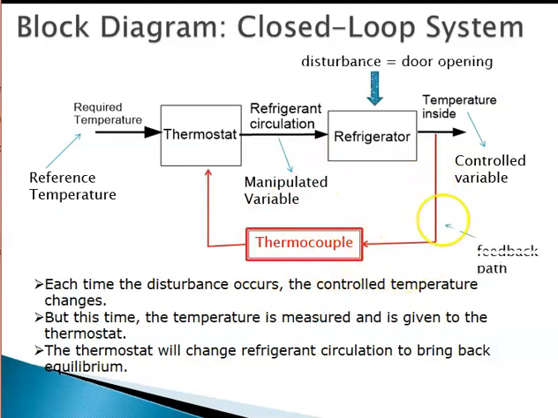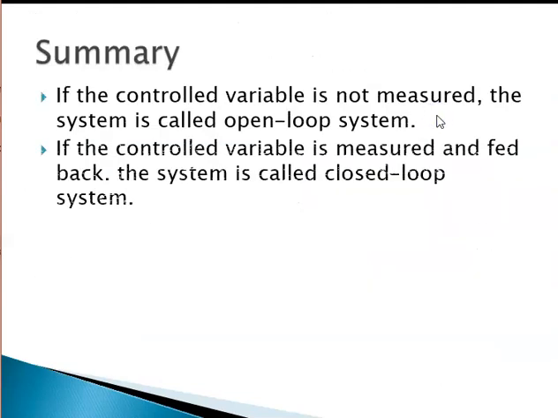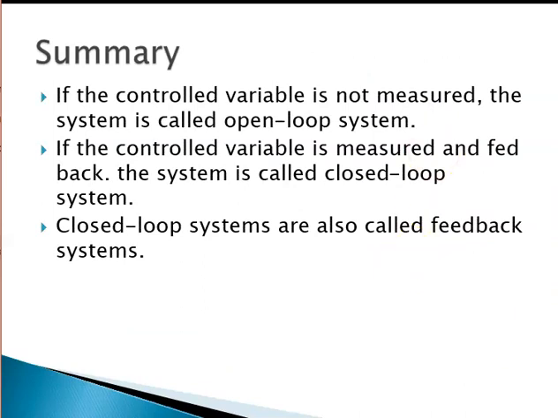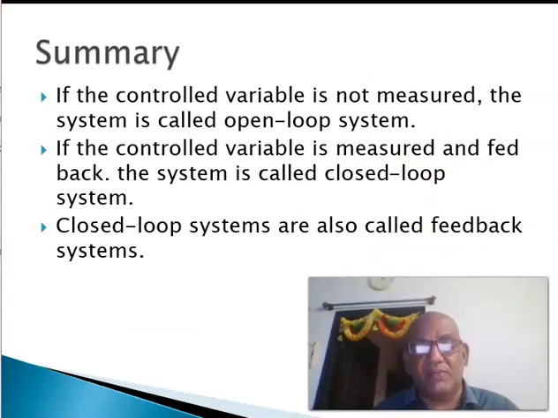And if there is a change in the temperature from the required temperature, the thermostat will make an adjustment. That is, the thermostat takes a required temperature and a measured temperature, and changes the manipulated variable to bring the temperature inside the fridge back to equilibrium. To summarize, if the controlled variable is not measured, the system is called an open loop system. If the controlled variable is measured and fed back, the system is called a closed loop system. Closed loop systems are also called feedback systems.